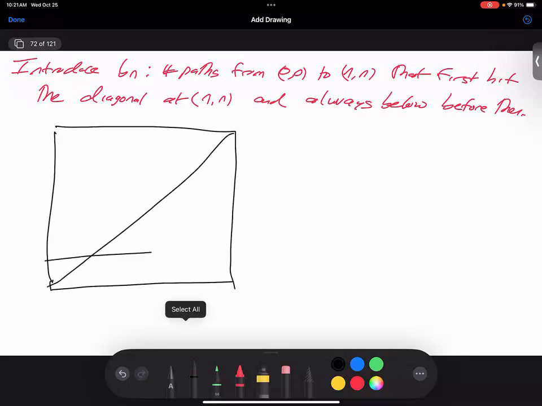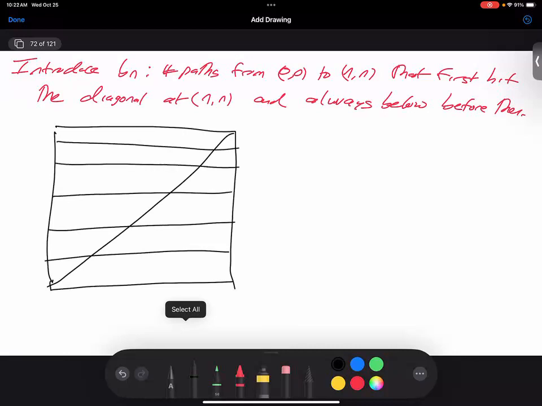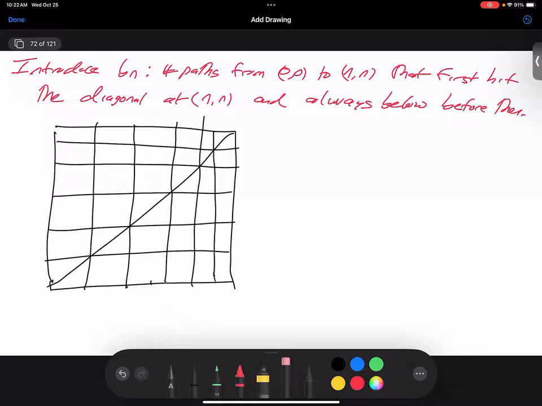Here's my diagonal. 1, 2, 3, 4, 5. 1, 2, 3, 4, 5. Not well drawn, but hopefully close enough. Okay, so we start off down here at 0, 0. We want to get up here to say, n, n. And now let's consider a path that stays below the main diagonal or on the main diagonal and never crosses.